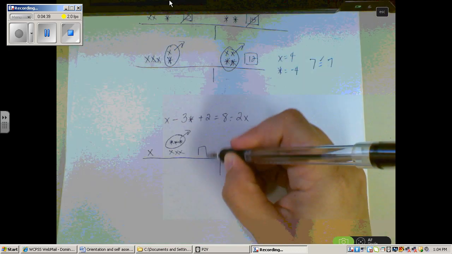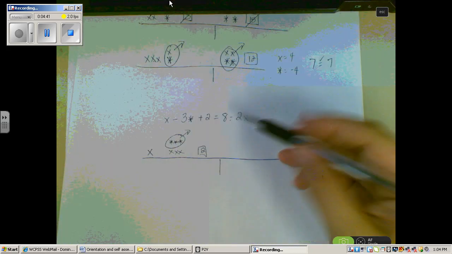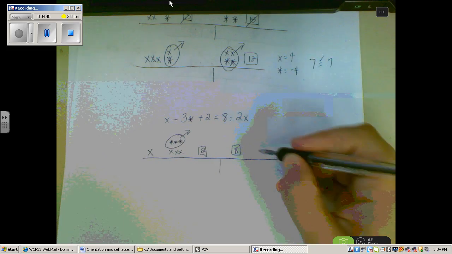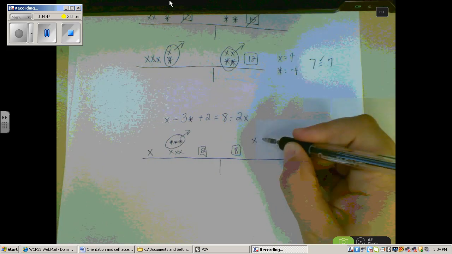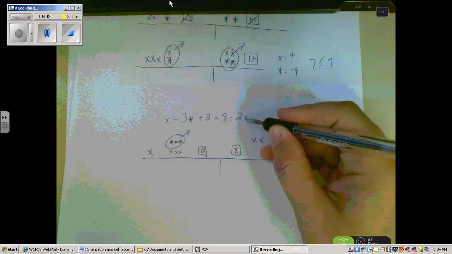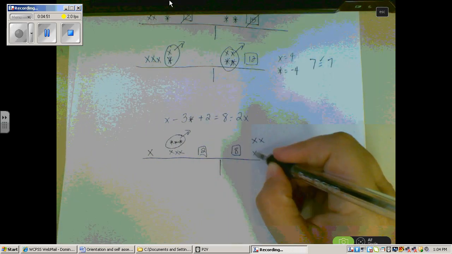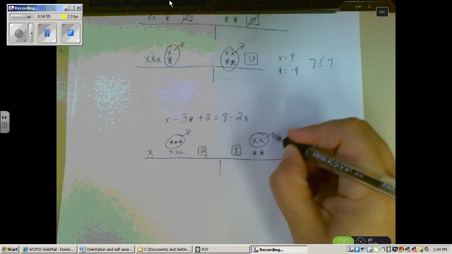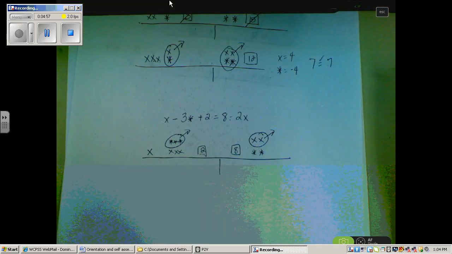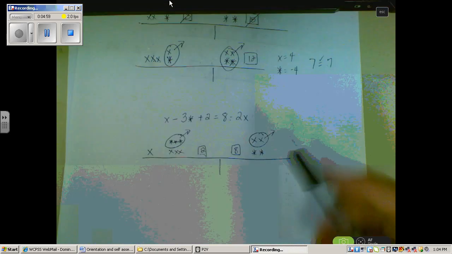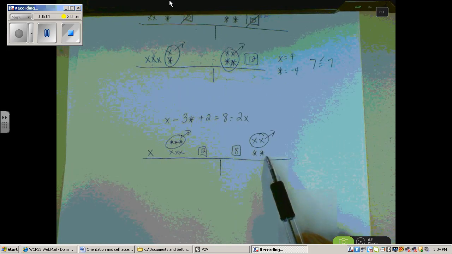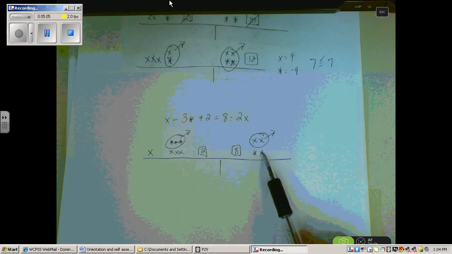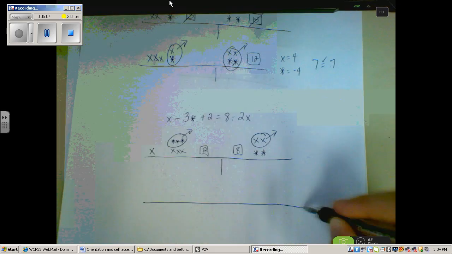Plus a 2 equals 8 minus 2x. Since I have to take away 2 x's, that means I have to add their opposites, star. Now I can take them away. And now I can solve, but I have to get rid of these two stars on this side. So now I have to add 2 x's to both sides.